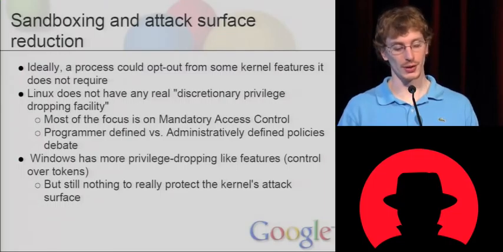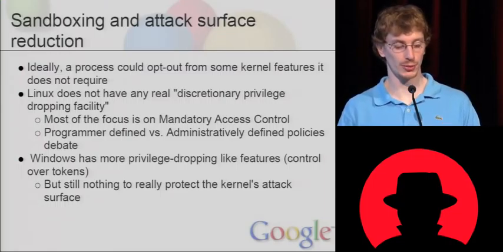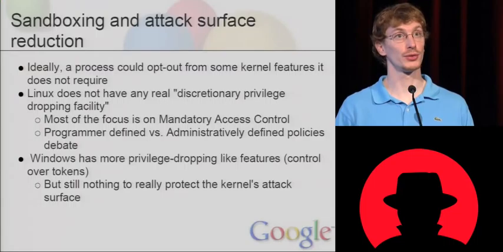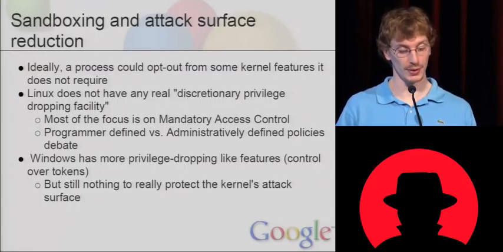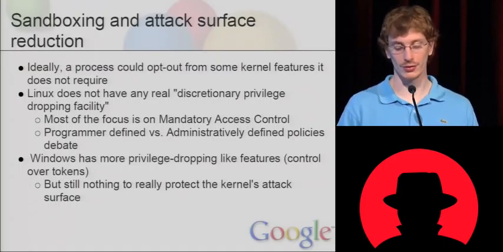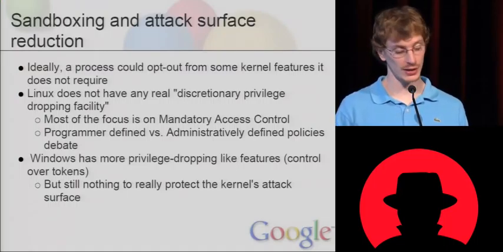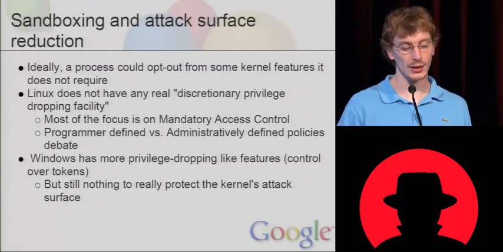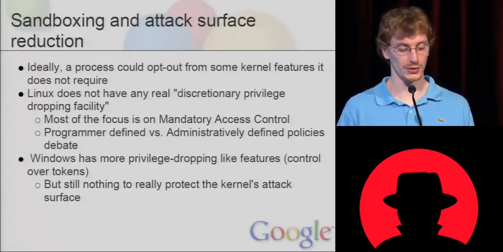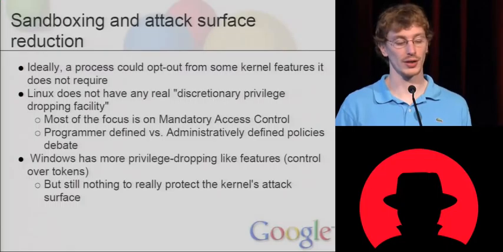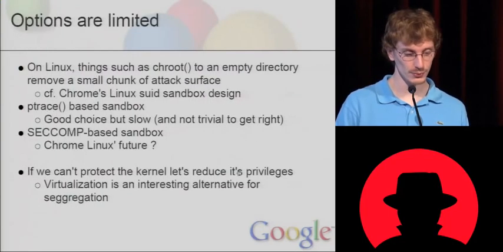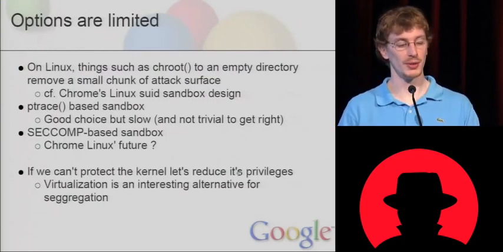On Windows, there are slightly more privilege dropping-like features, thanks to the control over tokens, and more recently, since Windows Vista, we have things like integrity levels. So there are some privilege dropping-like features, but there is still nothing to protect the kernel's attack surface. So the options are limited.